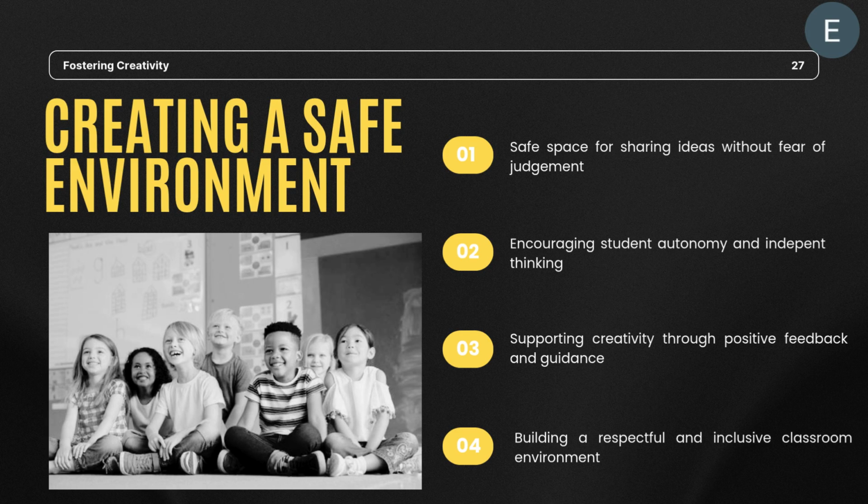Teachers should support creativity by providing positive feedback and guidance, which helps build confidence. Finally, creating a respectful and inclusive classroom ensures that all students feel valued, which increases participation and supports creative growth.